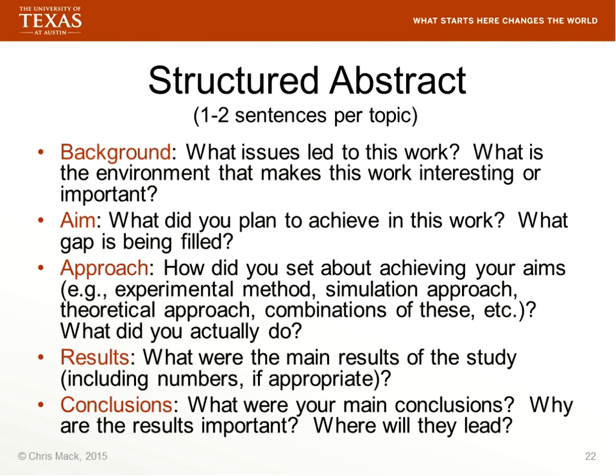How are these results important? Where will they lead? When you're done doing that, then delete these 5 words: background, aim, approach, results, conclusions. Get rid of the line breaks between the sentences, and then clean it up to make it flow like a single paragraph. If you do that, you'll always have a good abstract. You might notice it sort of looks like the IMRAD structure for a paper: introduction, method, results and discussion, conclusions. It's not a coincidence. The structure of the abstract should follow the structure of the paper.